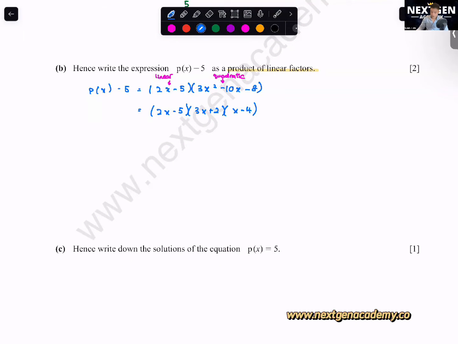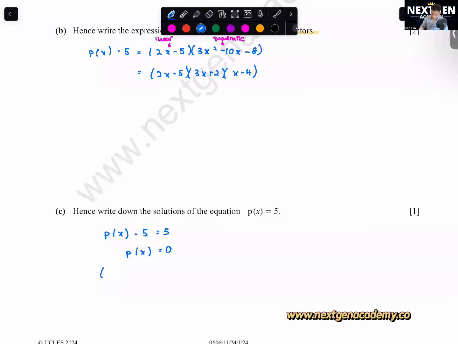Then question C. Hence, write down the solutions of the equation p(x) equals to 5. Wait, how come now p(x) equals to 5? Don't get confused, you just follow through. The one that we got from the start is p(x) minus 5. So p(x) equals to 5, what does it actually mean? It means p(x) minus 5 equals to 0. That's all. So you want to solve for p(x) equals to 0.